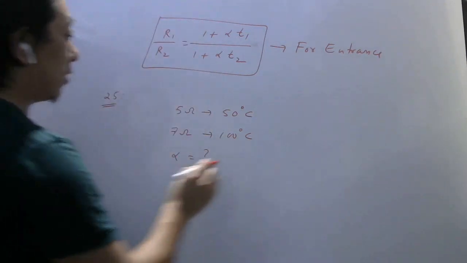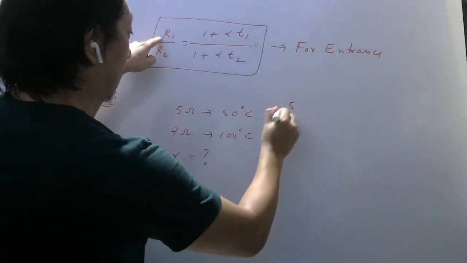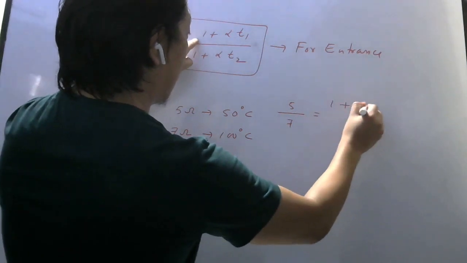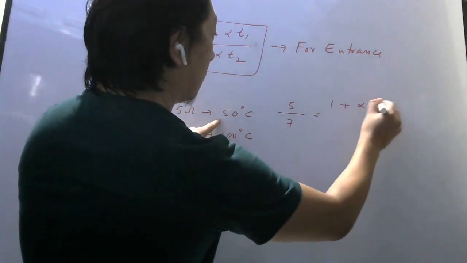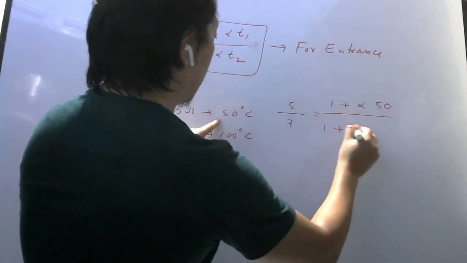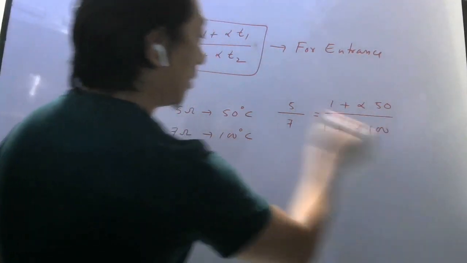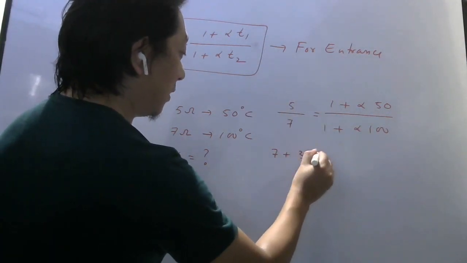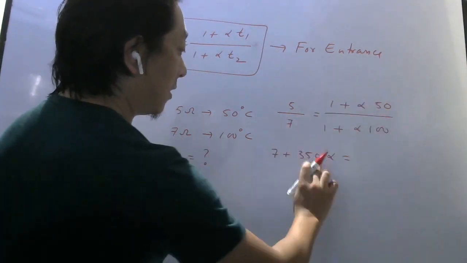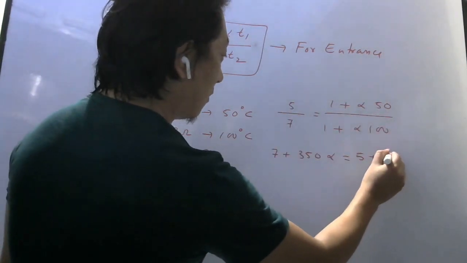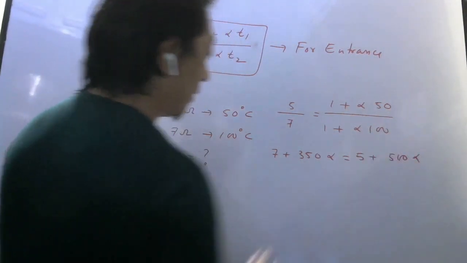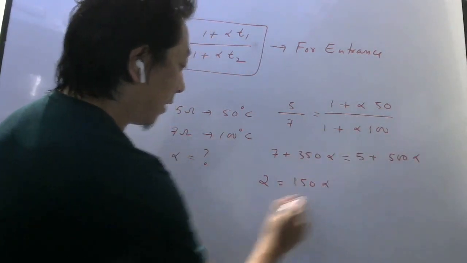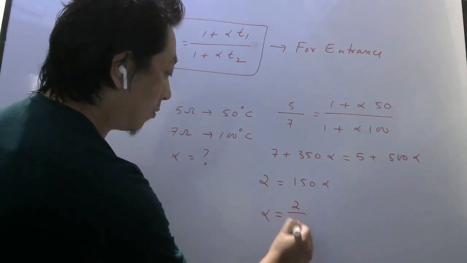So if I use this formula, what will I get? R1 is 5, R2 is 7, so 5 by 7 equals (1 plus alpha T1) by (1 plus alpha T2), with T1 as 50 degrees and T2 as 100 degrees. Then you can simplify easily. If you cross multiply, this will be 7 plus 350 alpha, and here 5 plus 500 alpha. Then bring this 5 to this side, 2 will be equal to 150 alpha. So alpha will be 2 divided by 150.